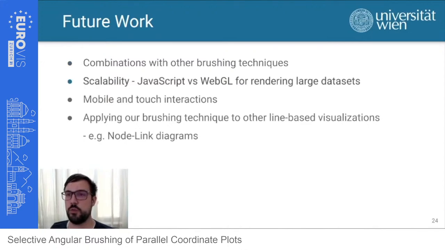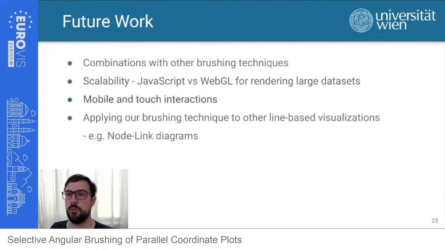A general issue we identified when testing with large datasets was rendering a large number of lines with JavaScript. While our test set with 20,000 lines still ran smoothly, we encountered performance issues above 50,000 lines. Depending on the application, it could be feasible to use a faster rendering technique such as WebGL.